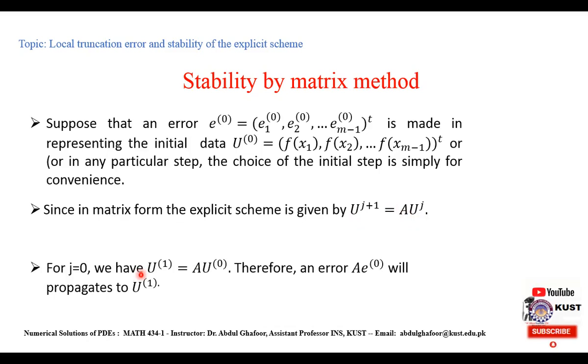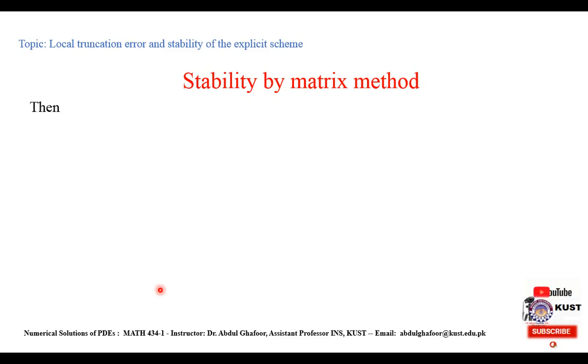Now for j equal to 0, we have U1 equal to A U0. We can obtain this equation by plugging j equal to 0. Therefore an error E0 will propagate to U1. How? Because U1 will be equal to A(U0 plus E0), where U0 is the initial data and E0 is the error corresponding to this initial data. So U1 will be equal to A U0 plus A E0. This A E0 is the error which propagates in U1.